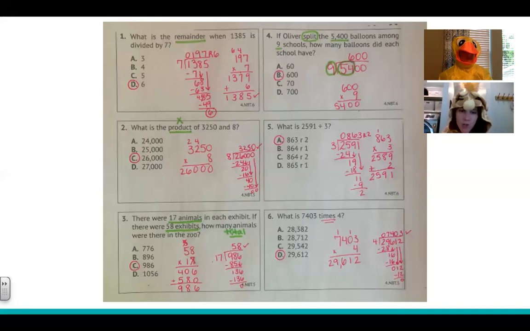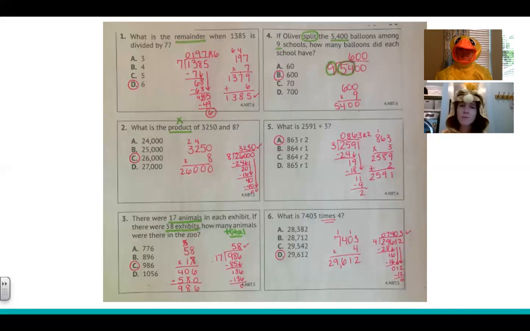And again, we checked our work with the inverse, which was division. So that checks out. And I like how we wrote total. So total is making us think that we need to multiply as well. Perfect.